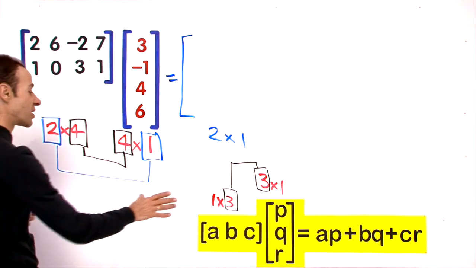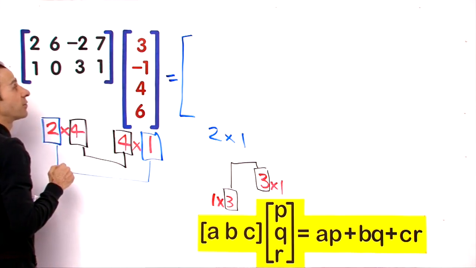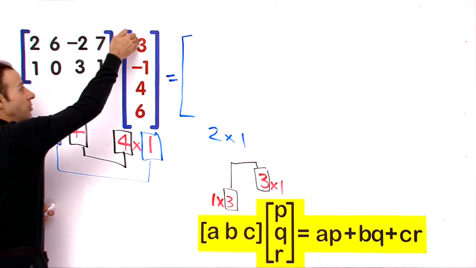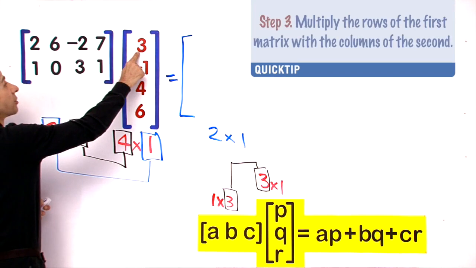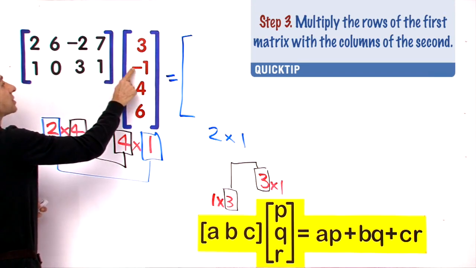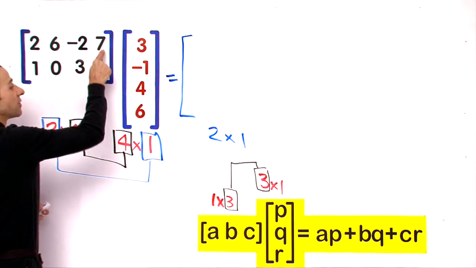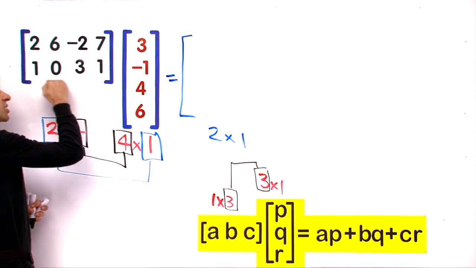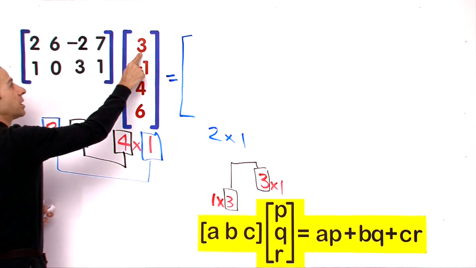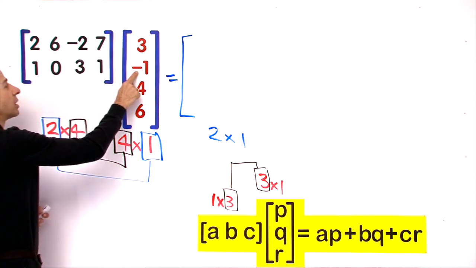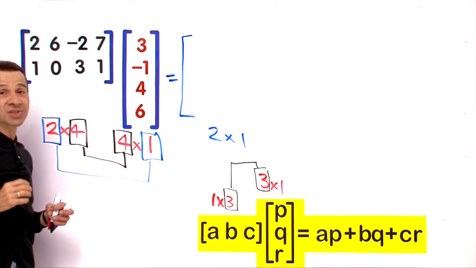Here's the process again, as I indicated earlier. We're going to take the first row and multiply that by the column. Then for the next entry, we're going to take the second row and multiply by that column, and we're going to add them together. So the first one will be 2 times 3, and then we're going to add 6 times -1. Then we're going to add -2 times 4, and then we're going to add 7 times 6. Then we're going to go to the second row, and we're going to take the first entry, 1 times 3. Then we're going to add 0 times -1, then 3 times 4, then 1 times 6, and that's going to be our second entry.